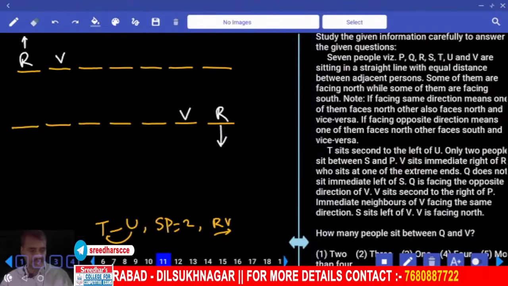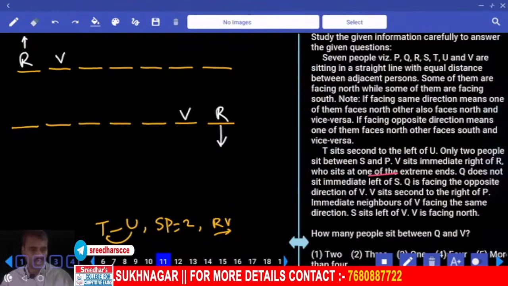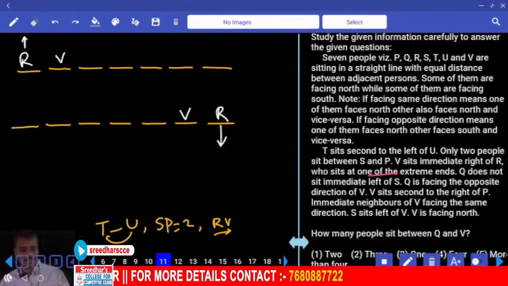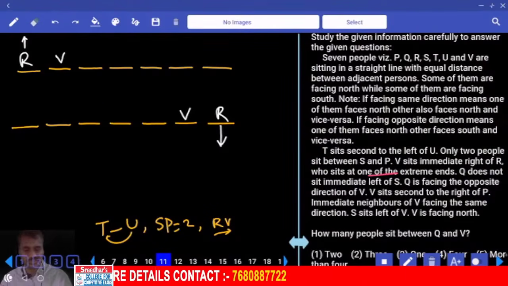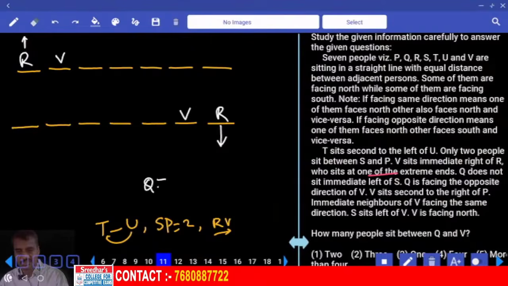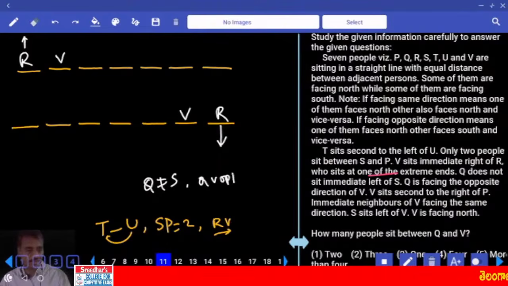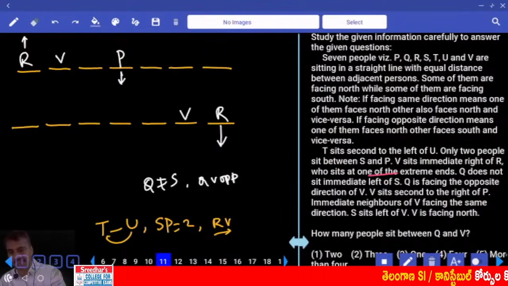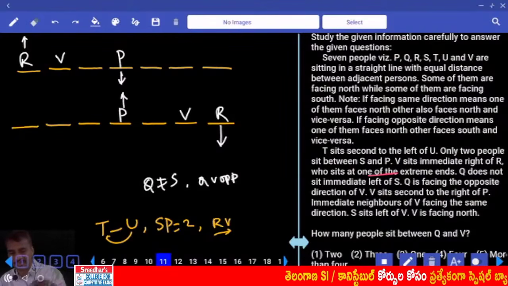And R sits at one of the extremes. Then T sits second. 2 people between S and P. Then Q does not sit immediate to S. Now Q and S are not adjacent to each other. And Q is facing opposite V. Q and V opposite. And V sits second to the right of P. P is here, second to the right, P is south. P is here facing north.